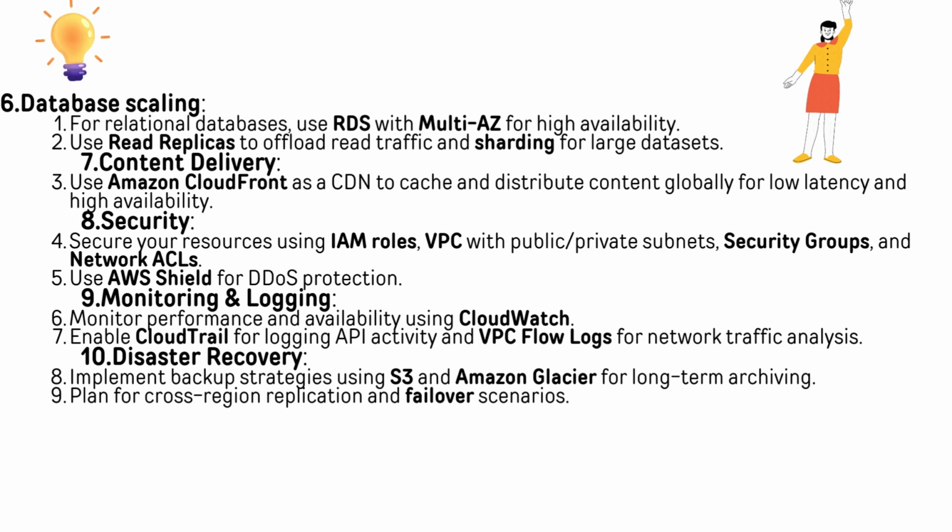7. Content delivery. Use Amazon CloudFront as a CDN to cache and distribute content globally for low latency and high availability. 8. Security. Secure your resources using IAM roles, VPC with public and private subnets, security groups, and network ACLs. Use AWS Shield for DDoS protection. 9. Monitoring and logging. Monitor performance and availability using CloudWatch. Enable CloudTrail for logging API activity and VPC flow logs for network traffic analysis. 10. Disaster recovery. Implement backup strategies using S3 and Amazon Glacier for long-term archiving. Plan for cross-region replication and failover scenarios.